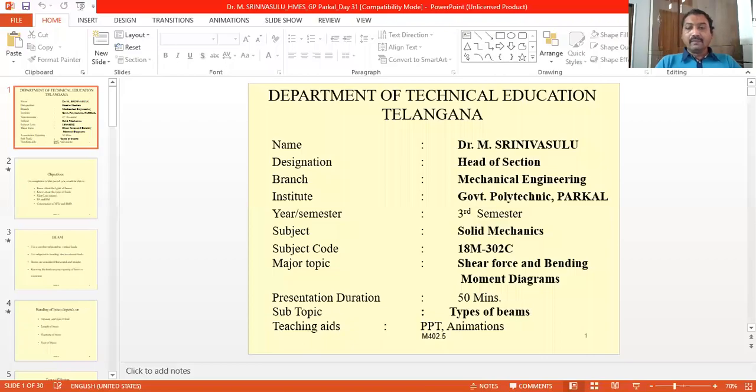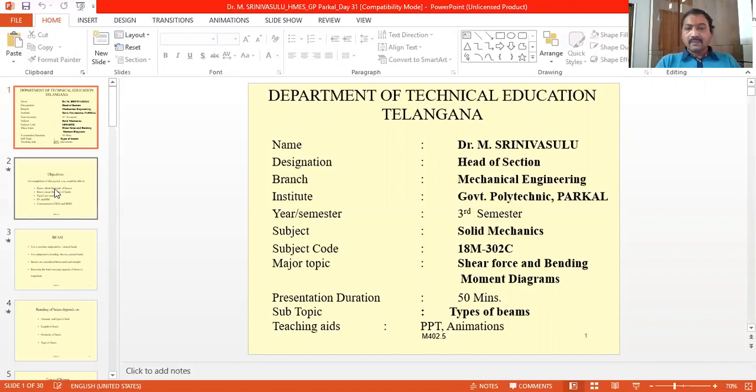Now I am sharing the PPT. In this class we will discuss the types of beams and we will define the shear force, bending moment, and we will try to learn how to draw the shear force and bending moment diagrams.